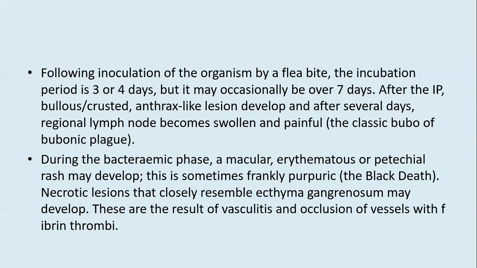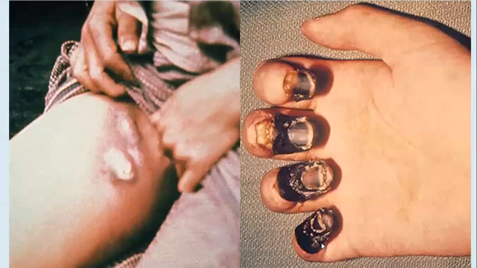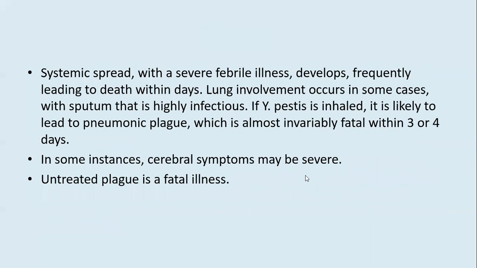Necrotic lesions that closely resemble ecthyma gangrenosum may develop. These are the result of vasculitis and occlusion of vessels with fibrin thrombi. This is a bubonic plague lesion and a necrotic lesion on the finger. Septicemic spread with severe febrile illness frequently leads to death within days.